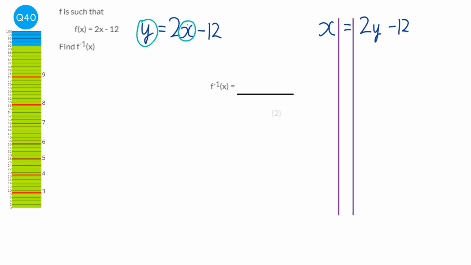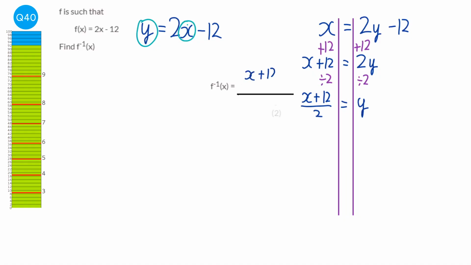And then the task is to get it so that it's y equals. So we're going to first of all add 12 to both sides, so it's x plus 12. And then we're going to get rid of that times 2 there by dividing both sides by 2. And so the inverse function of x is x plus 12 over 2.